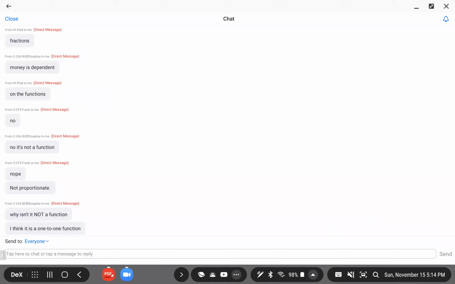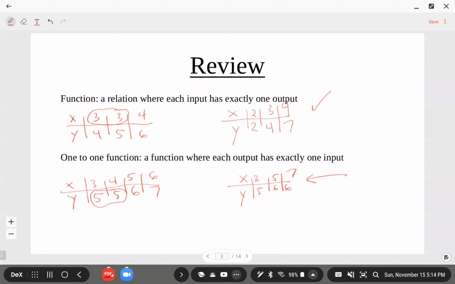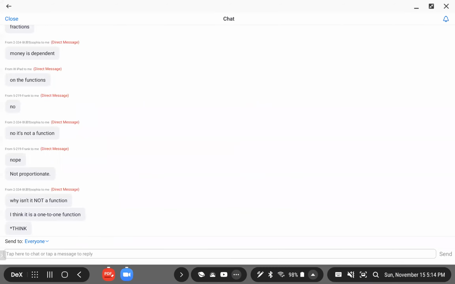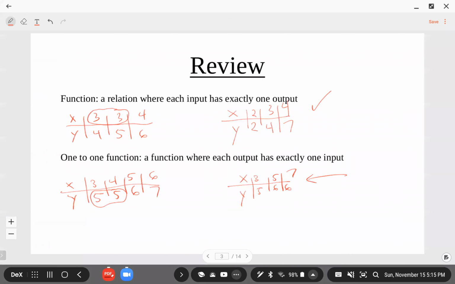Okay, Sophia says she thinks it is a one-to-one function. Are there any more answers? Okay, any more answers? Okay, no more answers? Then I'll walk you through.